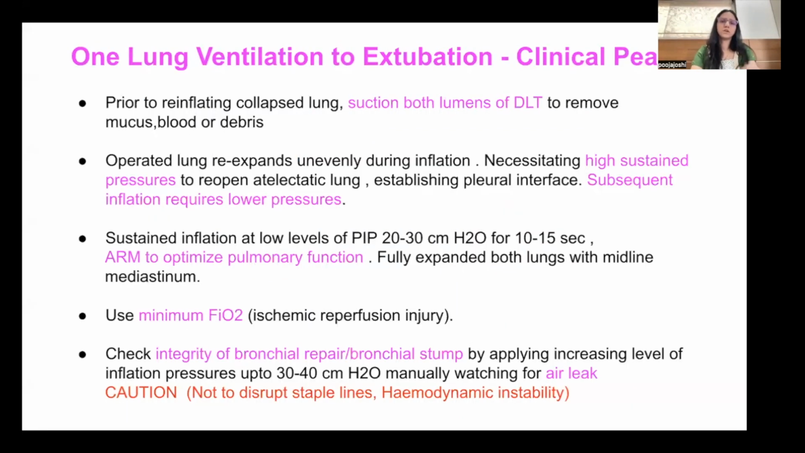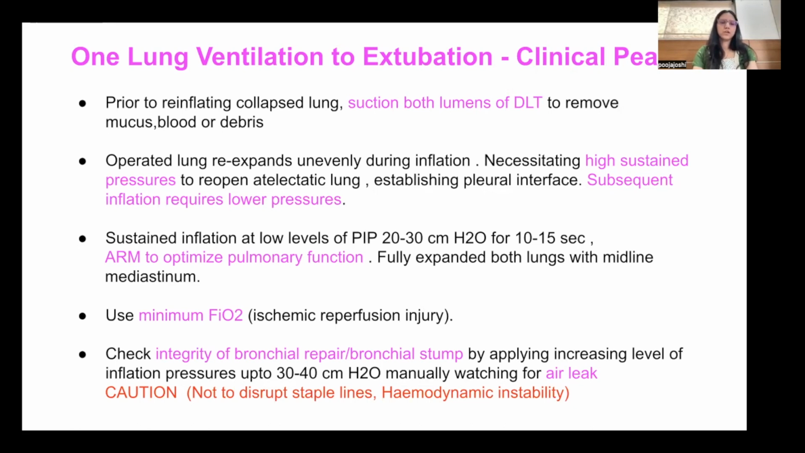Now, after one lung ventilation, after the case is over, how do you go about extubation? Prior to reinflating the collapsed lung, you have to suction both the lumens of the DLT. The operated lung re-expands unevenly. So initially you have to give high sustained pressures to open the atelectatic part, and then subsequent inflation requires lower pressures. The sustained inflation at low levels of PIP is 20 to 30 centimeters of water for 10 to 15 seconds.